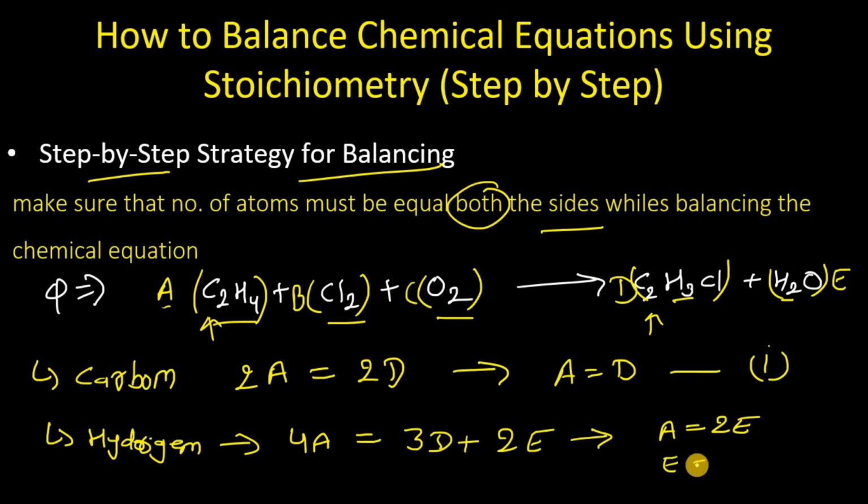Now what will be the E? E will be your A by 2. This is your equation number 2. I hope you understood the point here. Okay, now can we go ahead? Yeah, we will go ahead now.